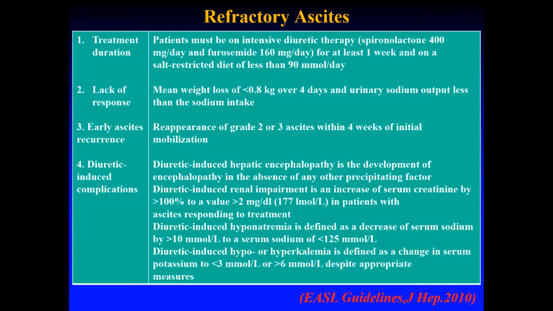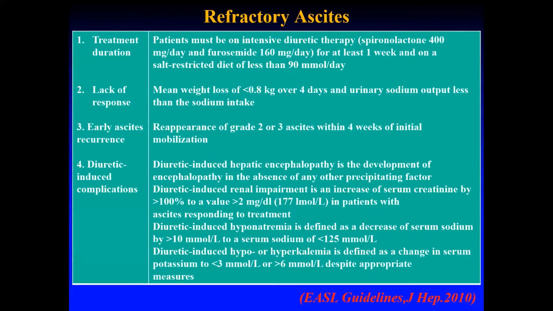These are the problems with refractory ascites. Before we call it refractory ascites, the patients must be on intensive diuretic therapy, that is spironolactone 400 mg and furosemide 160 mg per day for at least 1 week, and on a salt restricted diet of less than 90 millimoles per day.